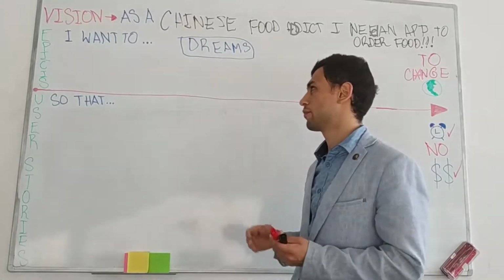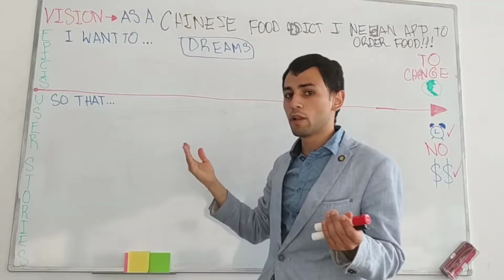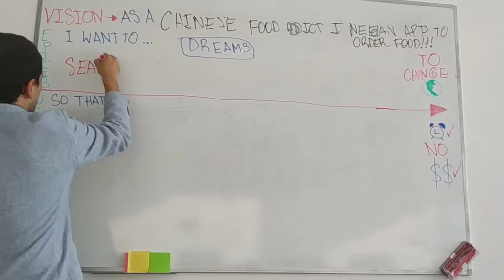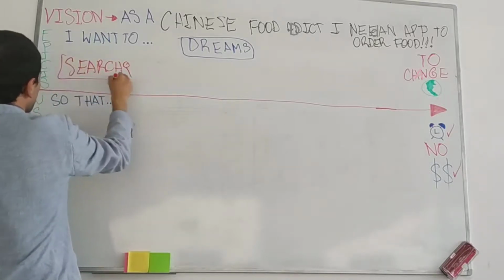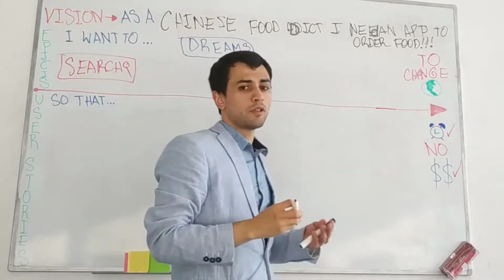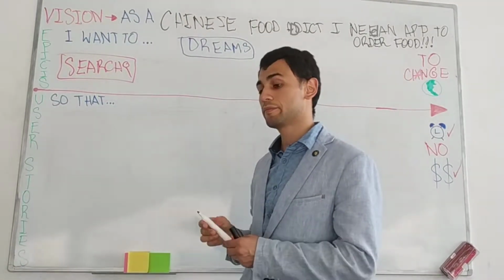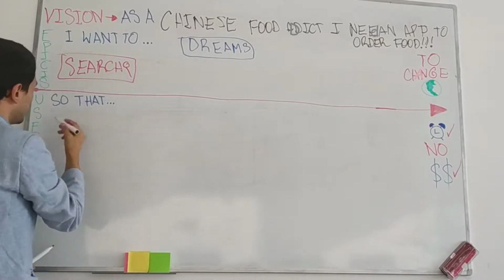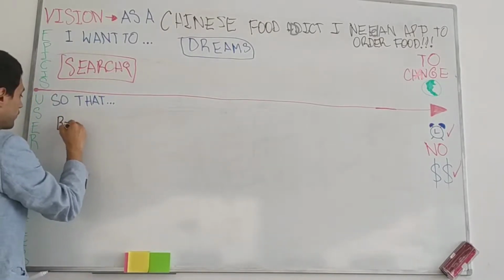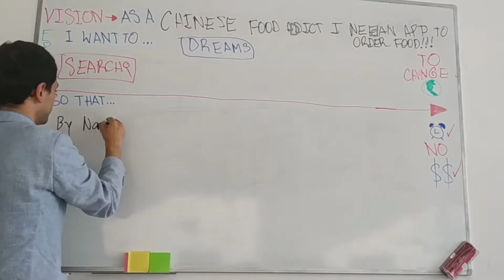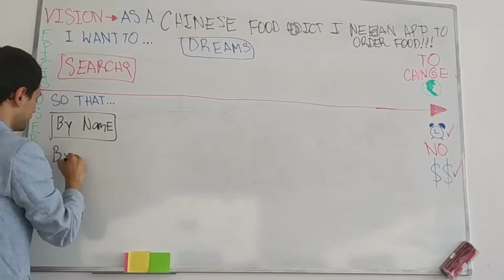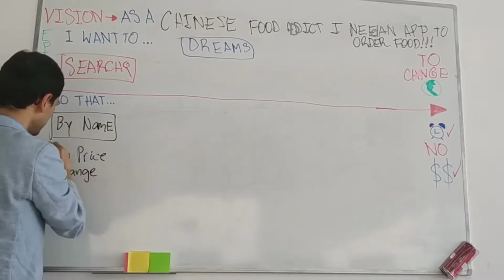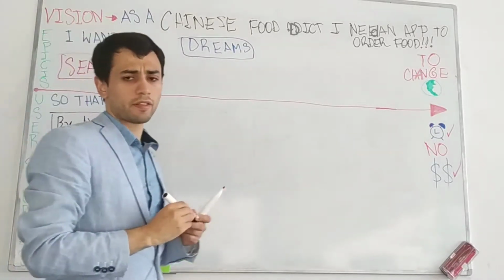So the first part of your journey as the Chinese food addict. Let's think in something. The first action that you need to do is I want to search. Of course, we need to search for the Chinese food that we want. And when you are searching, you can, what exactly? Well, let's call it by: I want to search so that I can do it by name, by price range. This is the first action.